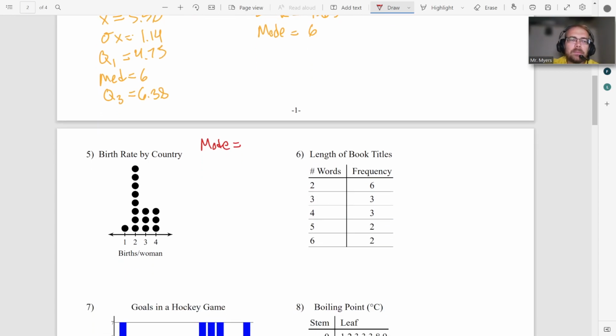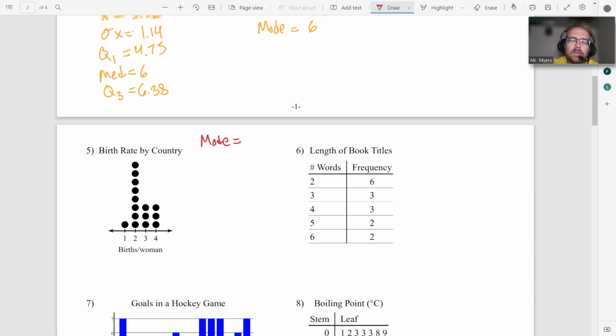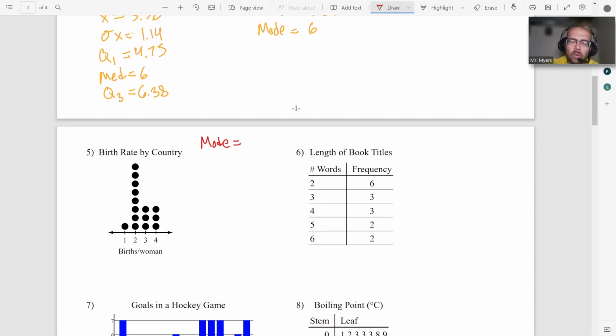Because if you look at the chart for number 5, there's a lot of repeating values. There's 1, 1. There are 1, 2, 3, 4, 5, 6, 7, 8 twos. And that's the most repeating number. So really, it's actually easier to figure out the mode because this is a nicer way to show you how the mode works. It's whichever one has the most dots, which is the 2.